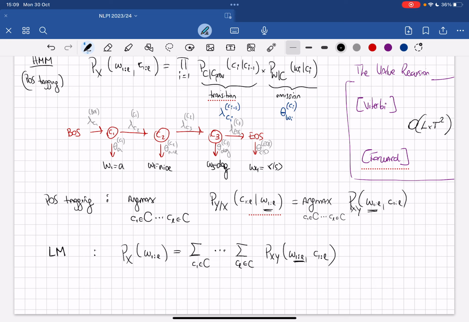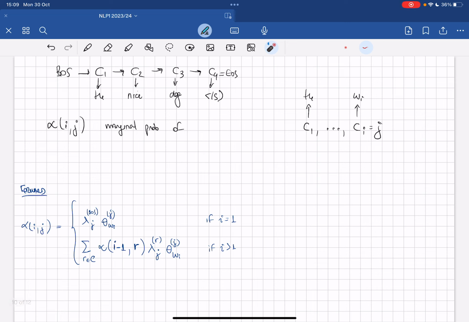So let's talk about the value recursion, which will help us understand the Viterbi and the forward algorithm. I'm going to talk about it by going through an example, and I'll start from the forward algorithm. So, we are in this example, the nice dog. We introduce our artificial symbols here. I'm going to shade with gray everything that we know, everything that we can count on having been observed. And I haven't written it, but this is W1, this is W2, this is W3, and this is W4.